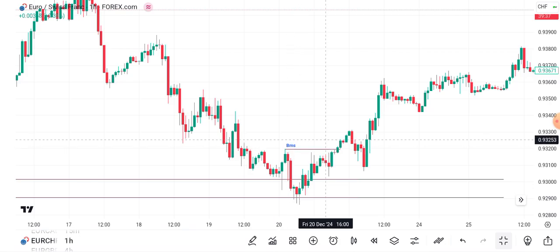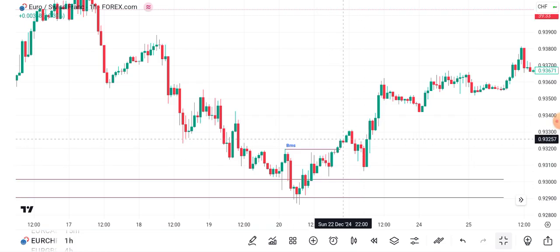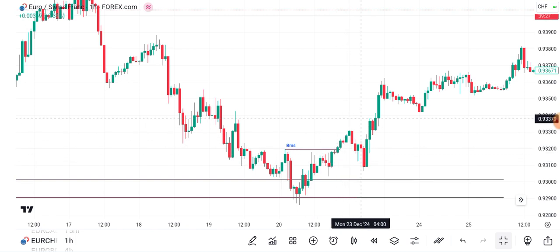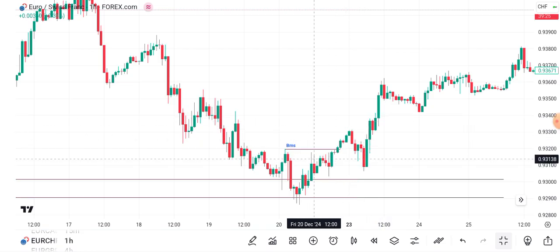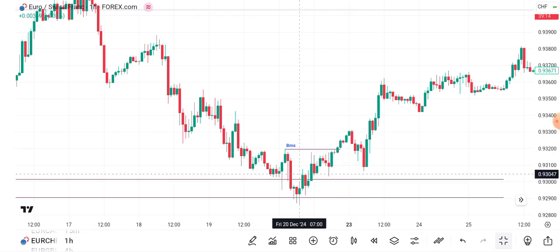And according to what ICT teaches, this is one of the signs that the market is going to move in the direction you have been anticipating. Supposing this does not happen, you can't take this trade. You have to see this specific price movement to be able to ascertain that yes, this is a break of market structure and I'm ready to trade it. Now this is on the hourly time frame.